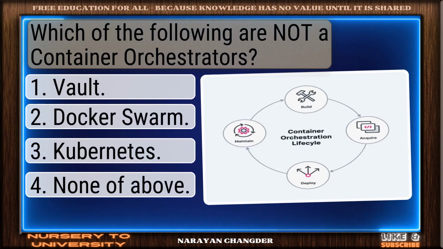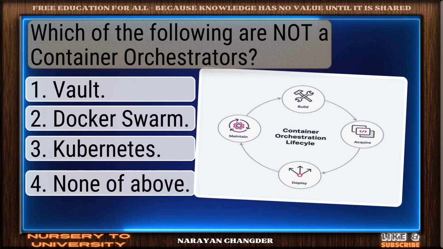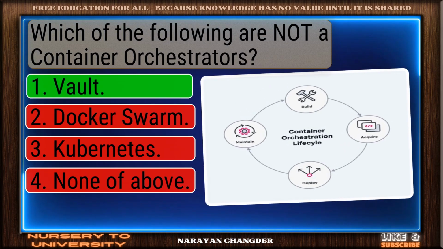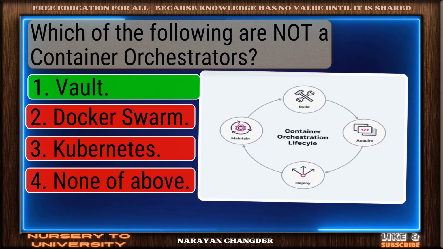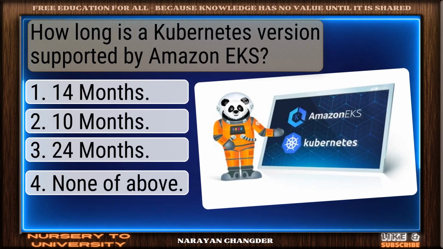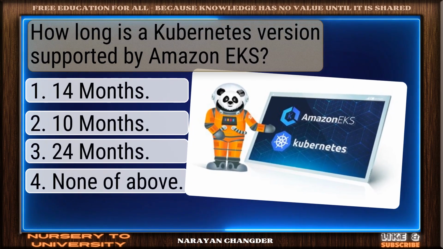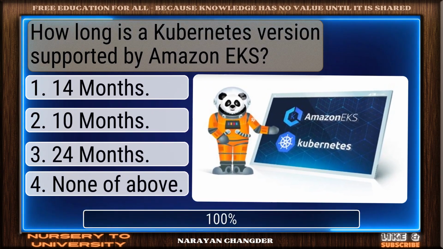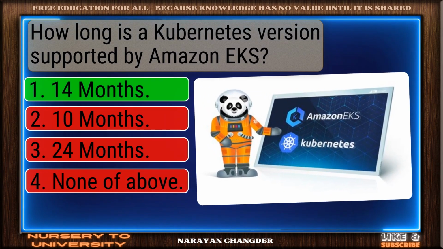Question number 23. Which of the following are not a container orchestrators? Correct. Vault is the right answer. Question number 24. How long is a Kubernetes version supported by Amazon EKS? Valid point. 14 months is true.